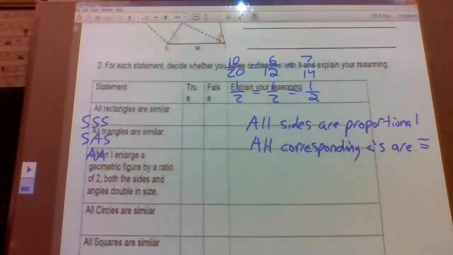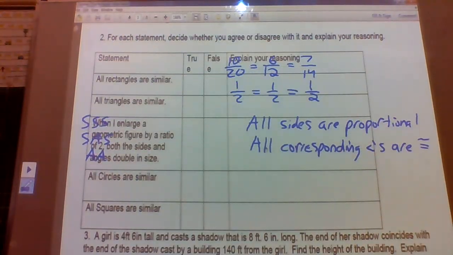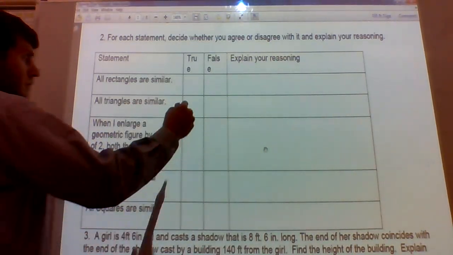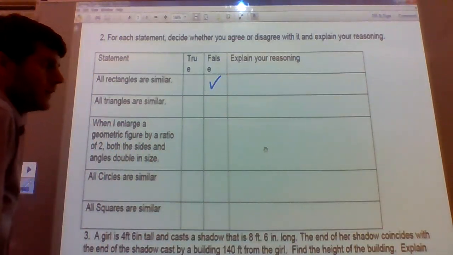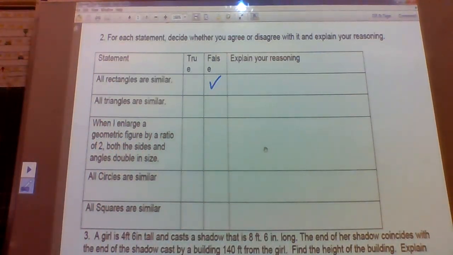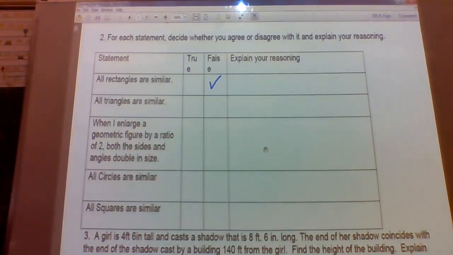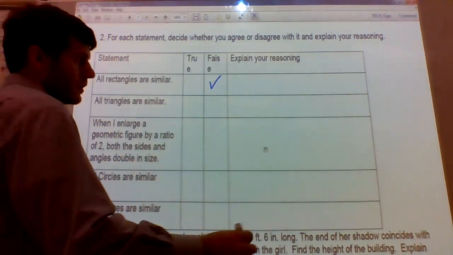All right, number two. For each statement, decide whether you agree or disagree with it and explain your reasoning. So all rectangles are similar. Okay, I'm going to put a check mark here under false. To be similar, those rectangles are going to have all sets of sides that are proportional, and all pairs of angles are the same. We know all the angles are going to be the same because we know all angles in a rectangle are right angles.